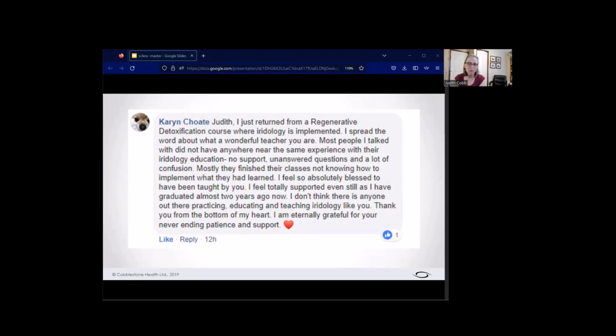I feel totally supported, even still, as I've graduated almost, I think it's 3 or 4 years ago now. I don't think there's anyone out there practicing, educating, and teaching iridology like you. Thank you from the bottom of my heart. I'm eternally grateful for your never-ending patience and support.